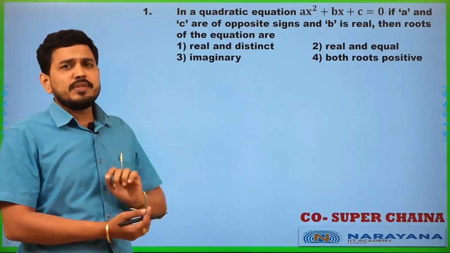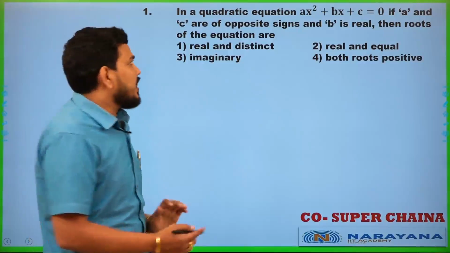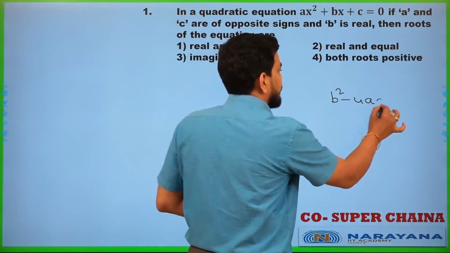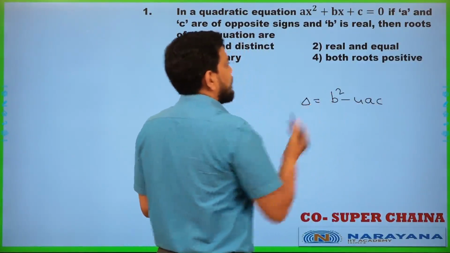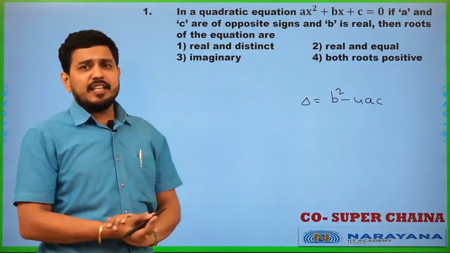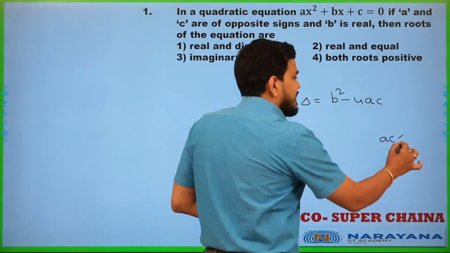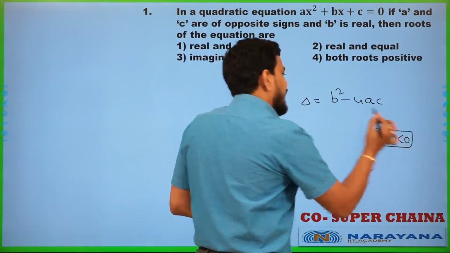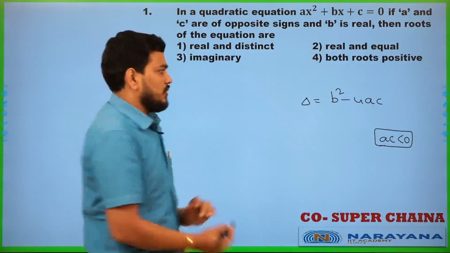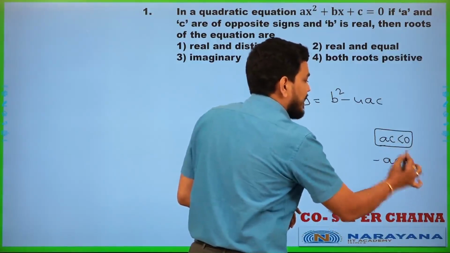The nature of the roots depends on the discriminant of the quadratic equation. So what is the discriminant? The discriminant is b² − 4ac. Here, b is a real number and a and c have opposite signs, so a into c is less than 0. If ac is less than 0 and b is real, then b² will be positive, and so −ac will be greater than 0.